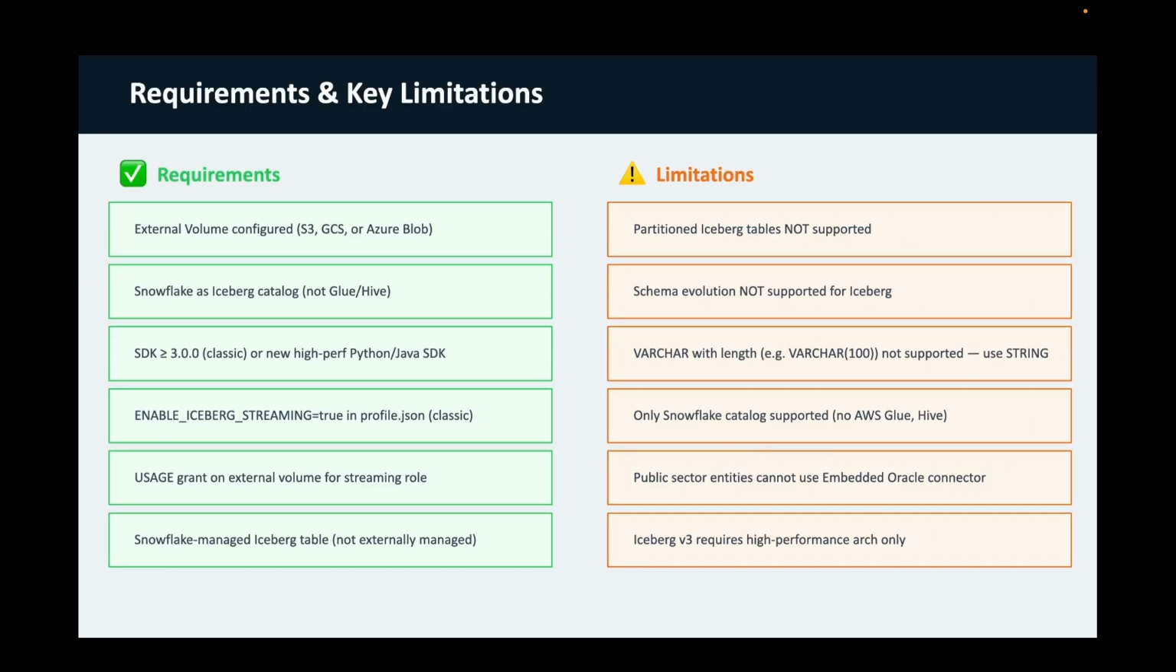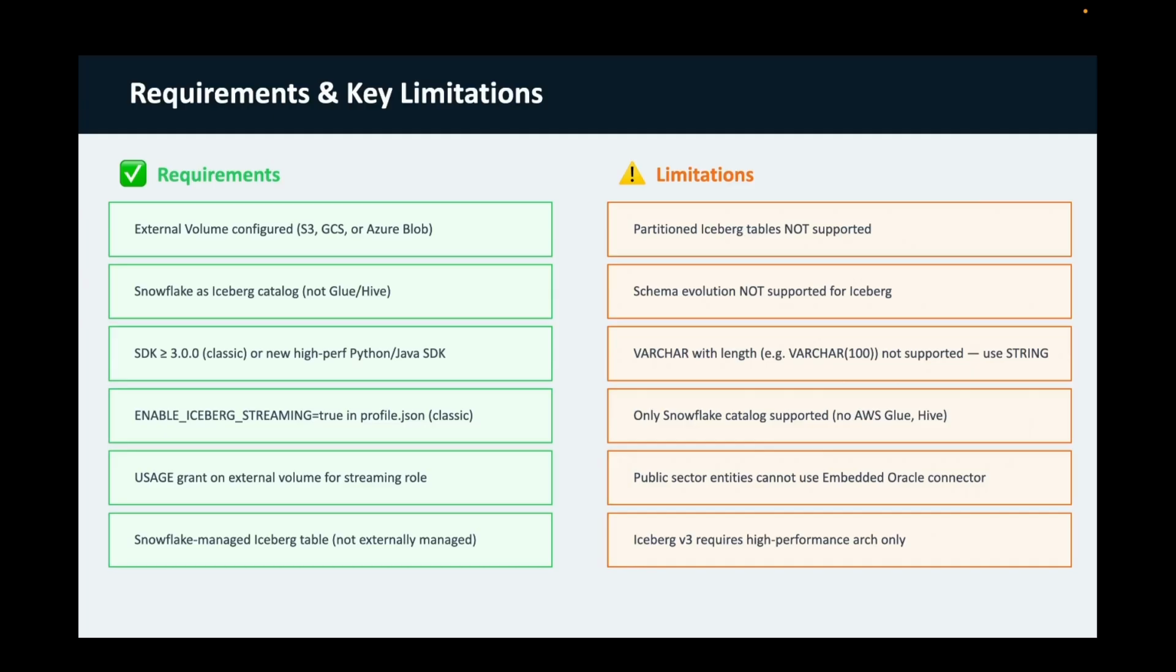Enable Iceberg streaming equals true is needed in profile.json, and that is primarily for the classic profile.json. Usage grant on the external volume is needed because you would typically use the external volume to read and write the data into the cloud storage, and it is supported only for Snowflake managed Iceberg tables.